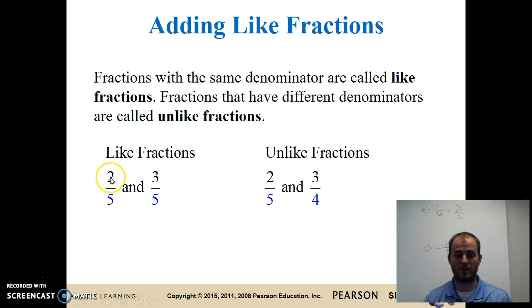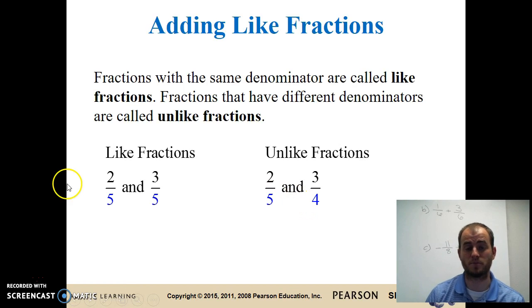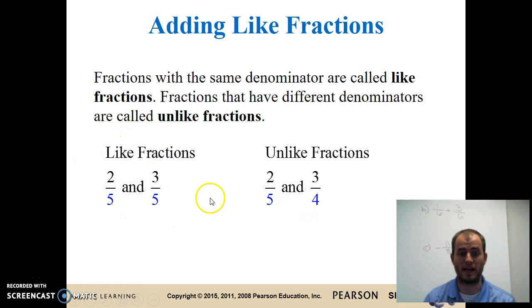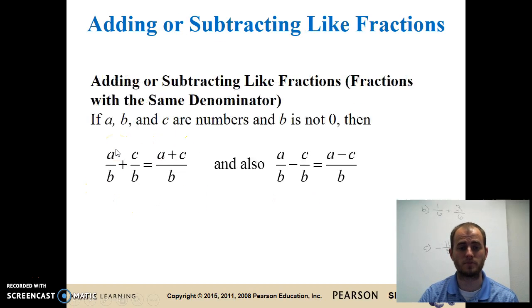An example of like fractions are 2/5 and 3/5. They both have a common denominator of 5. Unlike fractions would be 2/5 and 3/4 because they have different denominators. So everything in this section will be how to add like fractions, because in order to add fractions, they must have a common denominator. You can only add and subtract like fractions.